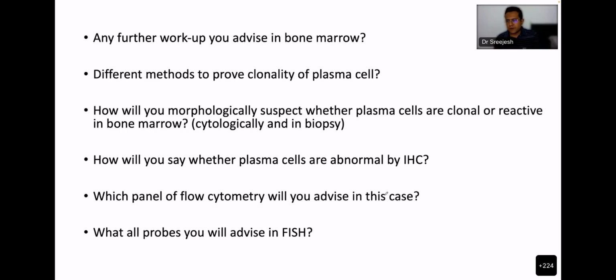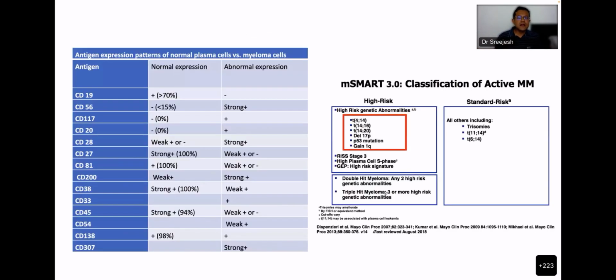And once it's confirmed, second is the prognostication. For the prognostication purpose, you have to do FISH. For FISH, you have to separate the plasma cells, immunomagnetic sorting or some kind of sorting. You separate the plasma cells in the bone marrow, and you do fluorescence in situ hybridization for the markers which are of prognostic importance. Right. So this is the table.